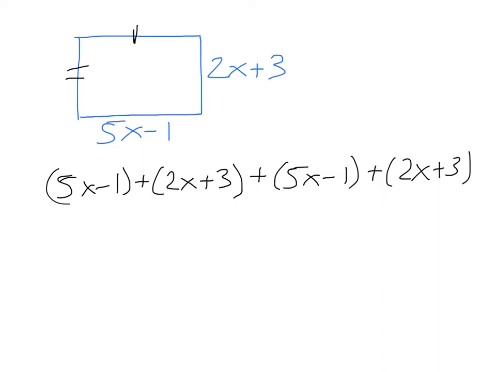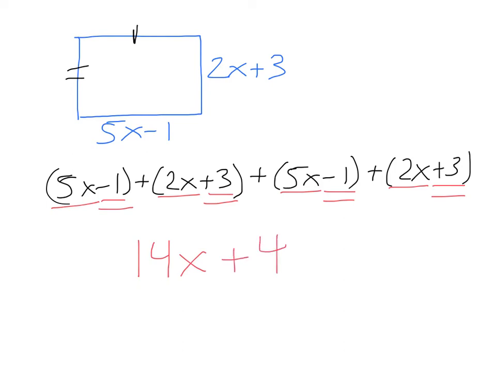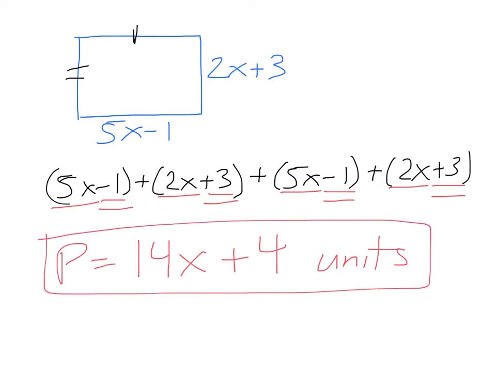And if that's the case, now I can add up all my like terms. 5x and 2x and 5x and 2x. Those are all alike because they all have x's. So that's going to give me a total of 14x. Then I have negative 1, positive 3, negative 1, positive 3, which is going to give me plus 4. So the perimeter is 14x plus 4. And in this case, we're going to say it's units because I didn't tell you if it was centimeters or inches. But if I did, I would put the units in there.